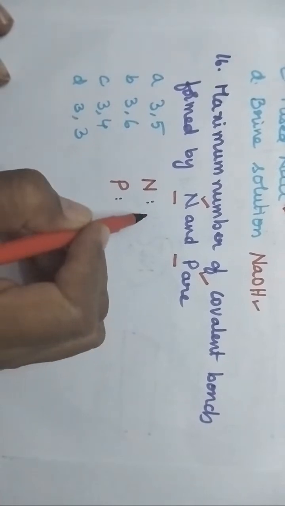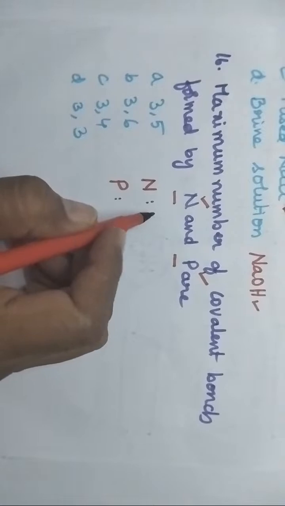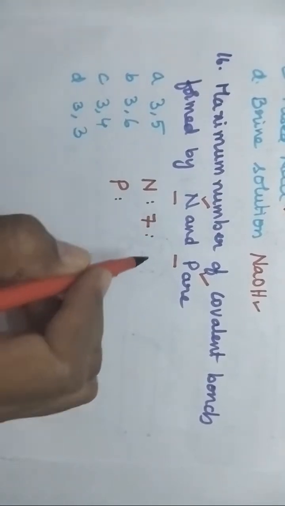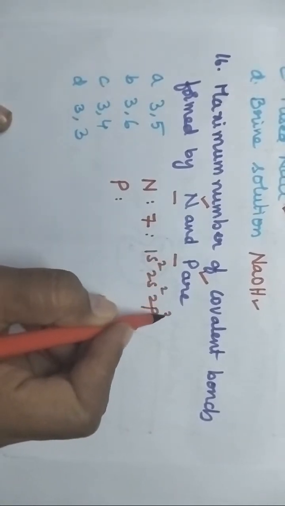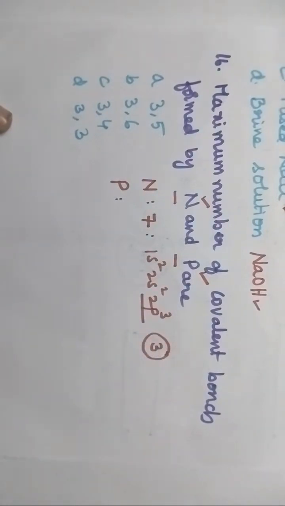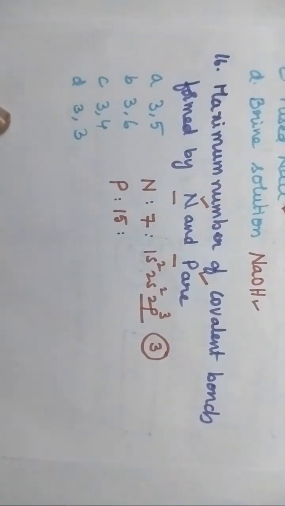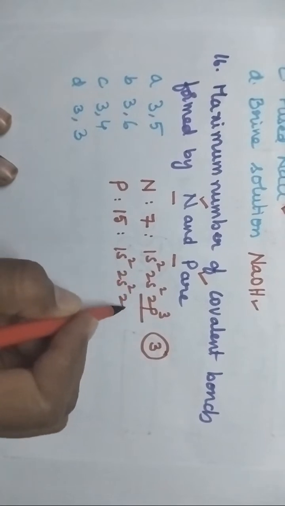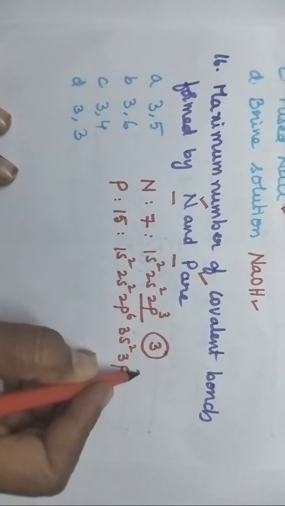What is the atomic number of nitrogen? It's 7 and the configuration is 1s2, 2s2, 2p3 and hence it can form 3 covalent bonds. But coming to phosphorus, its atomic number is 15. And what is the configuration? 1s2, 2s2, 2p6, 3s2, 3p3.